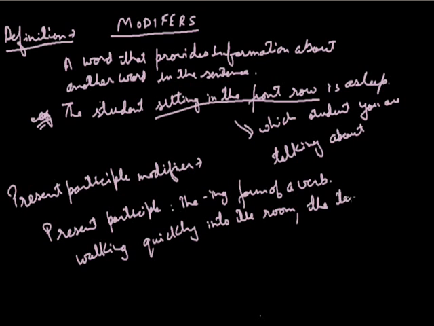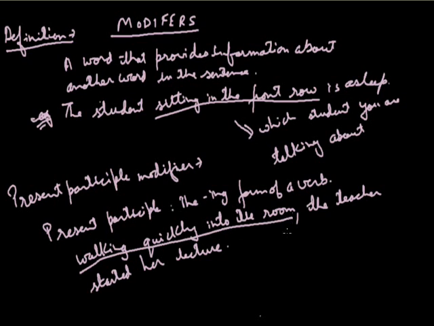The teacher started her lecture. Now, a present participle modifier shows what the teacher was doing. What was she doing? Walking quickly into the room. The teacher actually was walking quickly into the room.